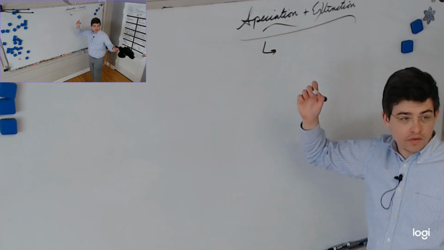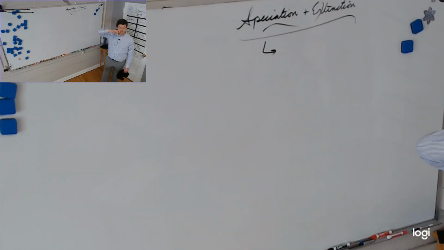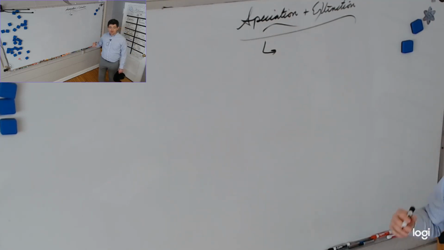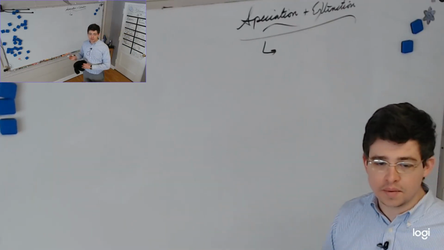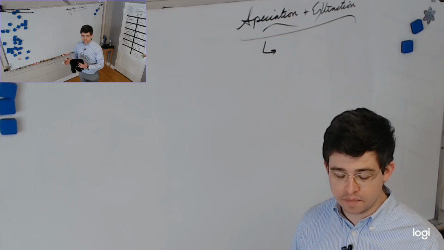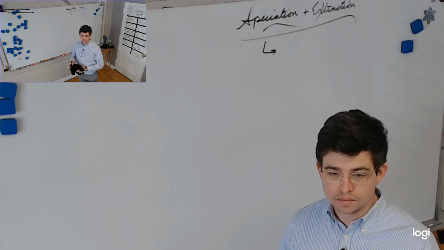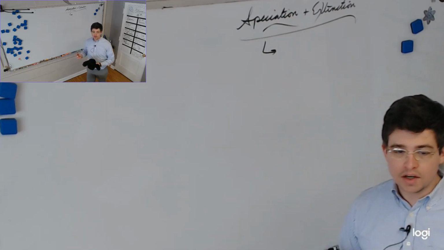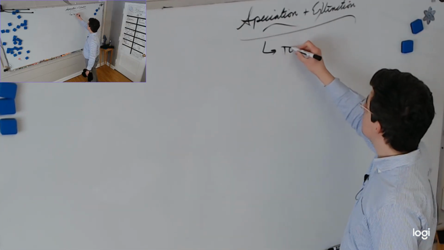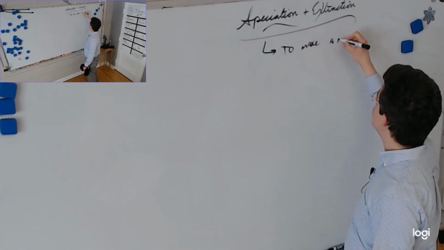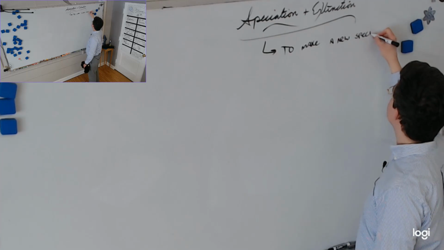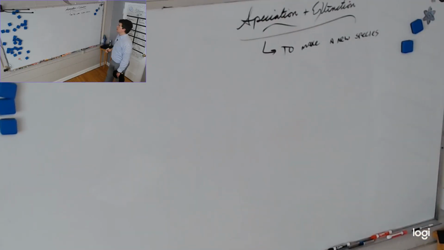So everyone should have defined this. What does this mean? Fate, let's hear what you say. Shh, let's listen to Fate. I'm going to repeat it for the microphone. The formation of new species as a result of evolution. Yep, the formation of new species. We'll say to make a new species as a result of evolution.